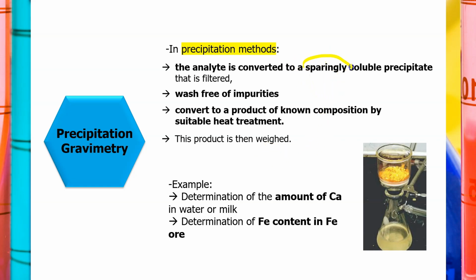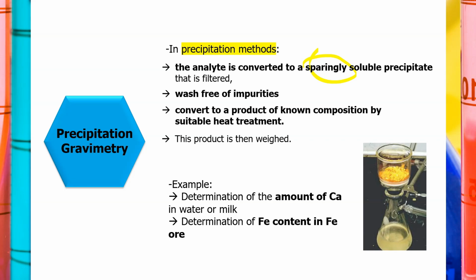What do you mean by sparingly? Sparingly means the conversion from soluble form into insoluble form, which precipitates in the solution. Next, the precipitate or residue will be filtered, washed and dried. After that, the precipitate is converted to a product of known composition through the ignition process by suitable heat treatment. Last but not least, this product is then weighed to get the mass of the product.